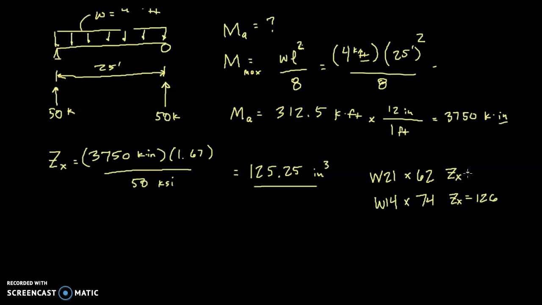It has a plastic section modulus of 144. So it's providing more strength. It has a higher plastic section modulus for less weight. 62 pounds weighs less than 74 pounds. How does it do that? It does that because it's deeper. A tall, deep beam is always going to be more efficient than a short, stout beam. So the depth is what gives it its efficiency.